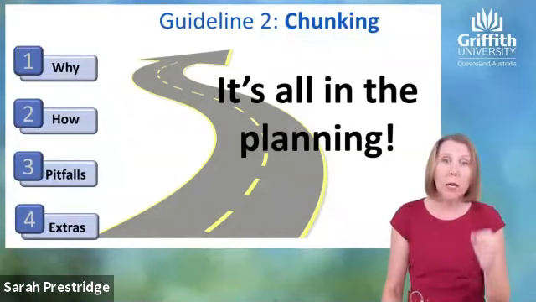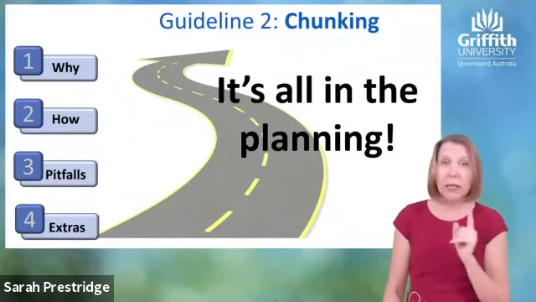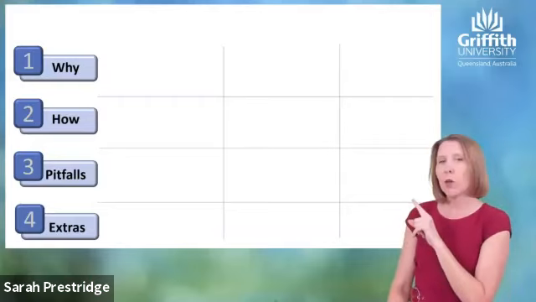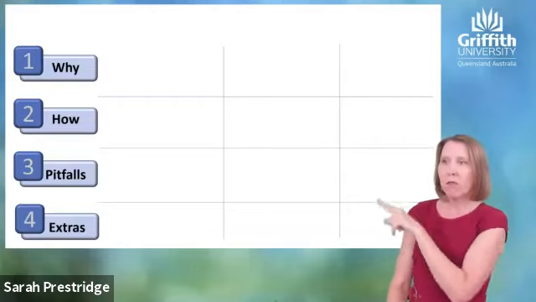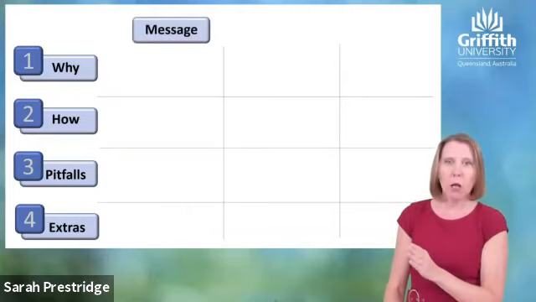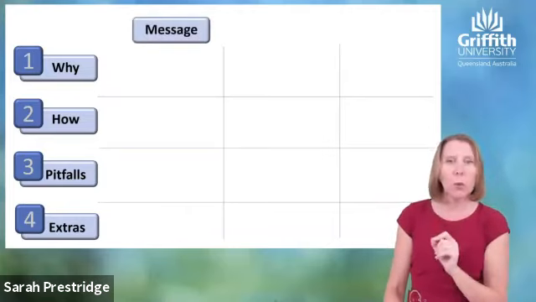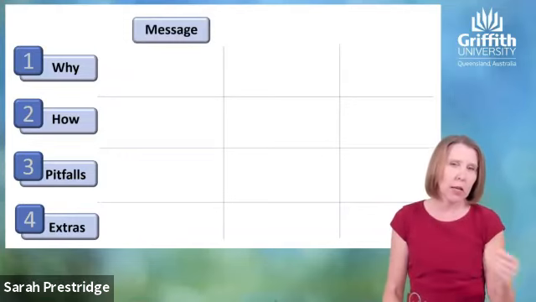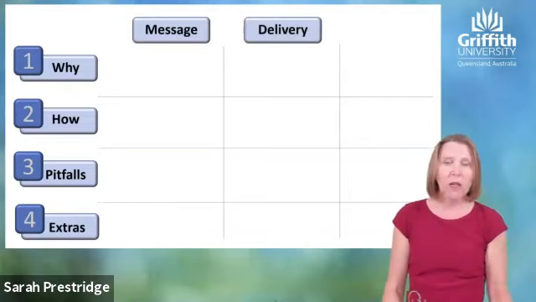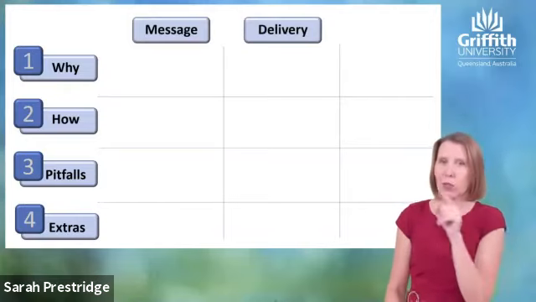So in summary, chunking matters. The key to chunking is your planning. So try laying out your planning sheet like this. Put that flow down the left-hand side, and then draw a column where you do a few quick dot points about the planned message in each of those parts. And then the second column, that's where you'll think about how you're going to deliver that message.